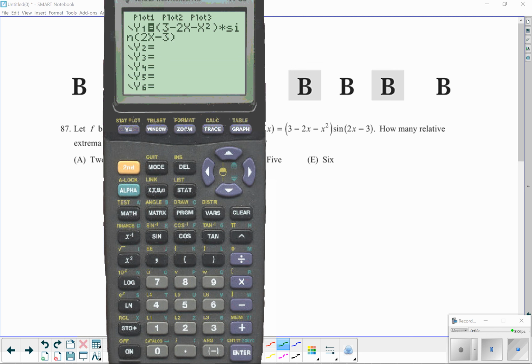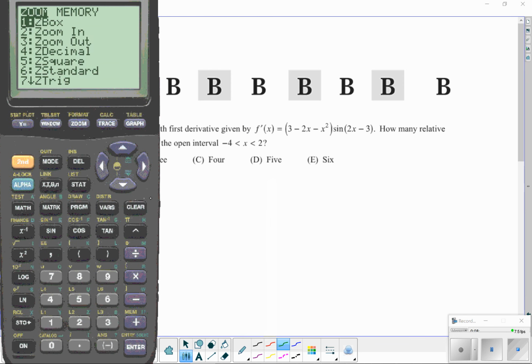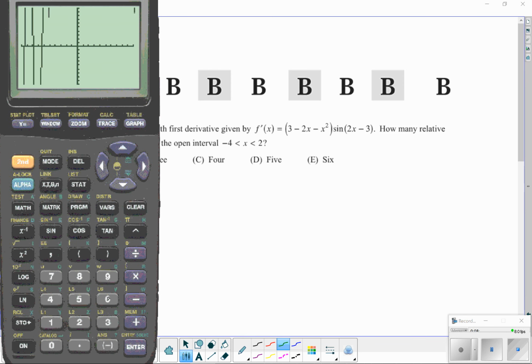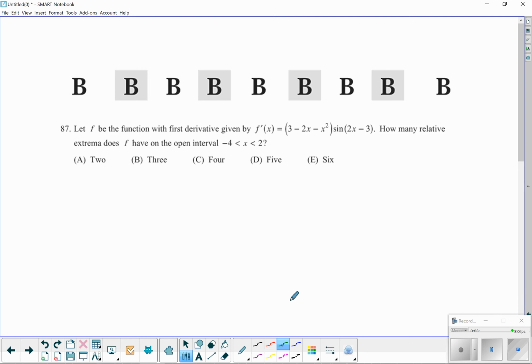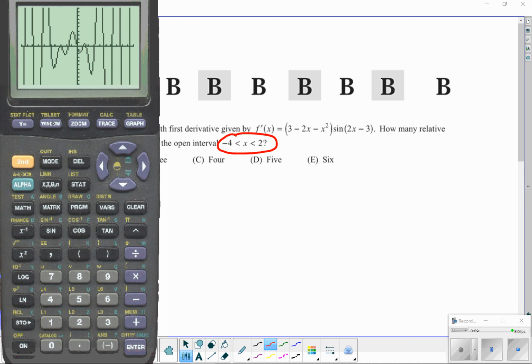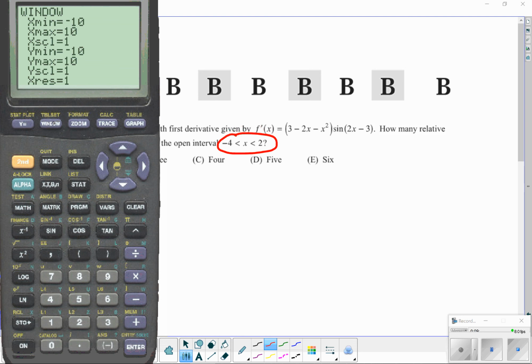Okay, and then I'm going to go ahead and zoom. Let's do zoom 6 just to see how it looks. Okay, it's going to look like that. But we are only interested in the interval from -4 to 2. So I'm going to go back in my calculator, and once you get pretty good, you can do this fairly fast. My x minimum is going to be -4, and my x maximum is going to be 2. I'm going to leave the y minimum at -10 and the y max at 10, and I'm just going to hit graph. Every time it hits 0, that's where it has a slope of 0, which means it could be a relative max or a relative min.